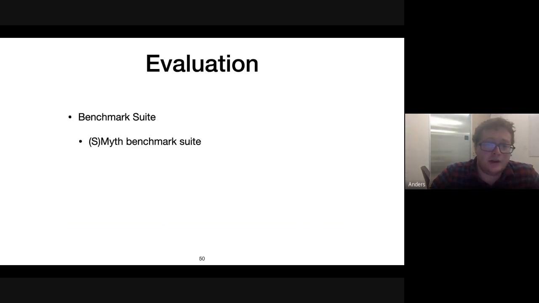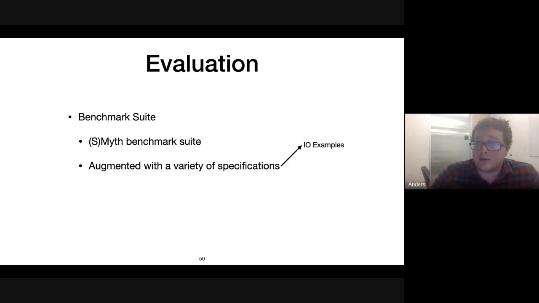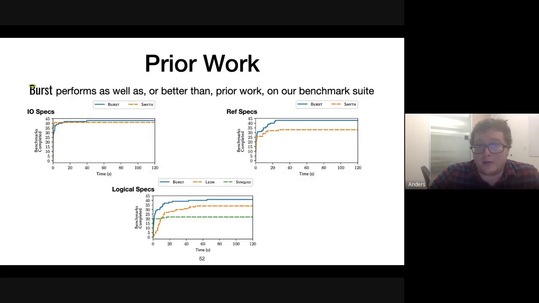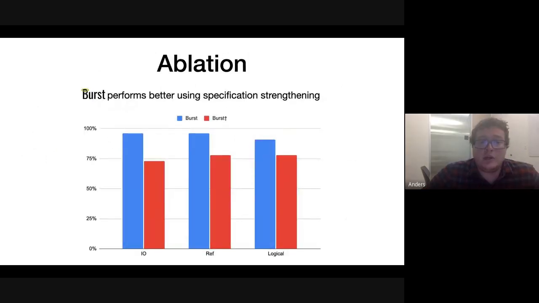So we evaluated on the Smith and Myth benchmark suite, which is classically just an input-output example-based benchmark suite, but we added in synthesizing from reference implementations and logical specs. We evaluated with a 2-minute timeout, and we found that we performed as well as or better than prior work on this benchmark suite. Compared to Smith, which tackles I/O examples, we performed basically comparably. But on reference specs and logical specs, we were able to outperform prior work, which is great.